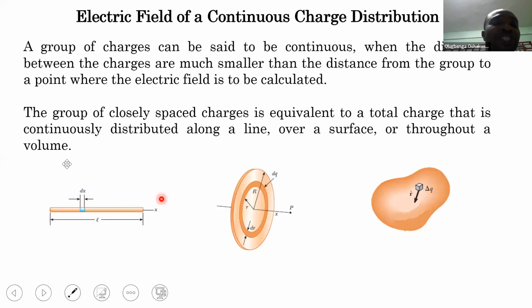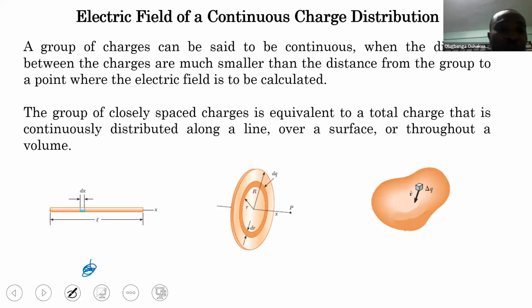So when we have the charge distributed along this line, if it is such that the charges are so close, in which the distance of separation between the charges is smaller than the distance from where the electric field is to be calculated, then it requires that we consider the charge distribution. So when we have a certain length L on the x-axis, we can take a certain distance dx and try to determine what is the electric field that this distance dx is contributing to the particular field.